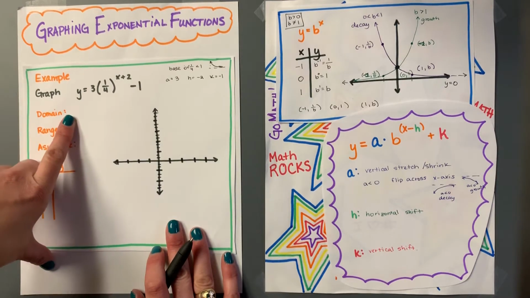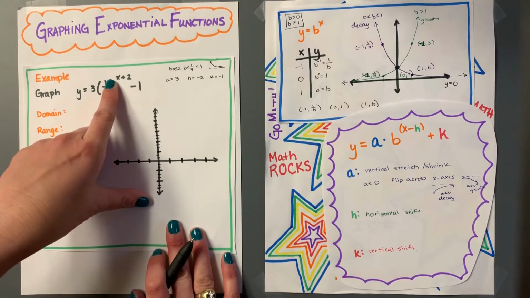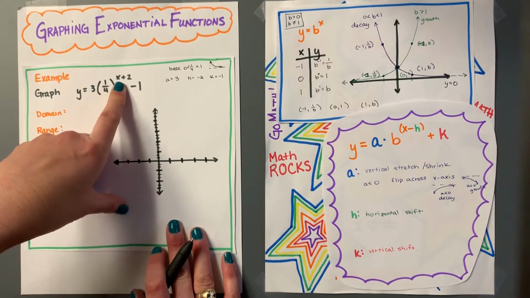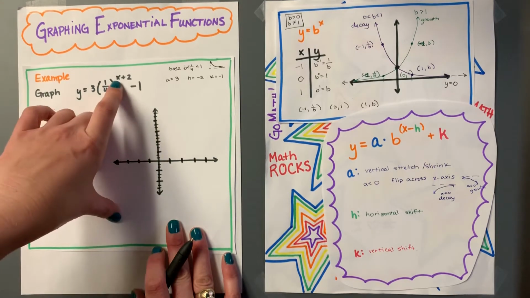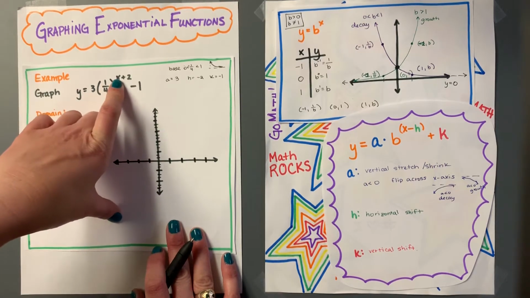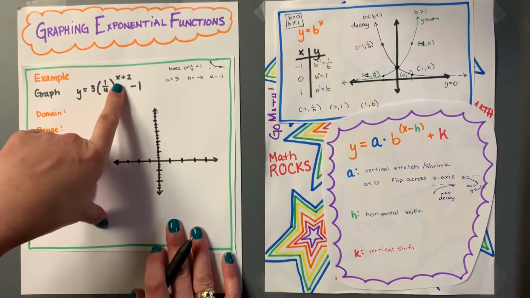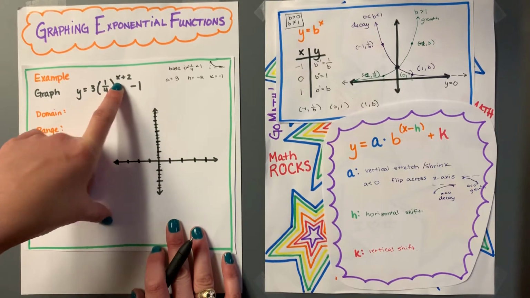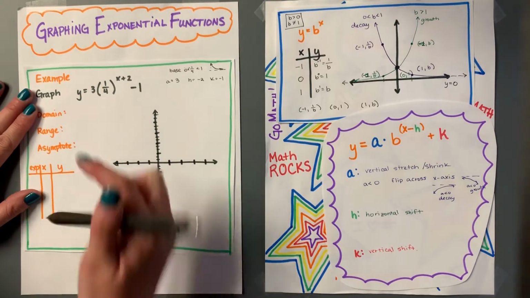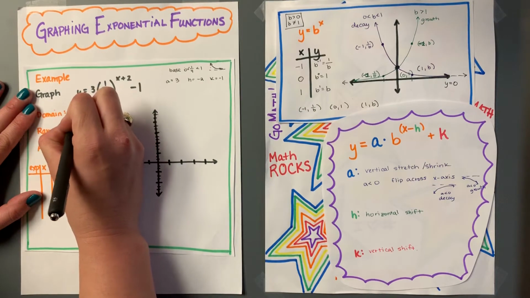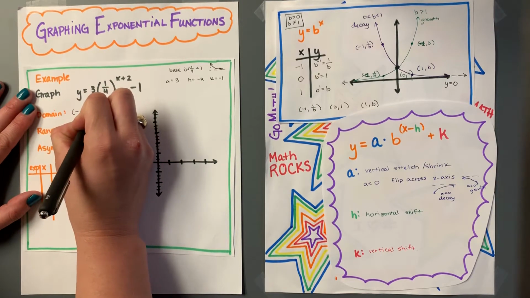So again, let's look at our domain first. There's no value of x that I'm not allowed to put up here. I can put -300. I can put 0. I can put 250. I can put 10,000. Whatever value of x, it's fine. So my x values go from -infinity to +infinity.